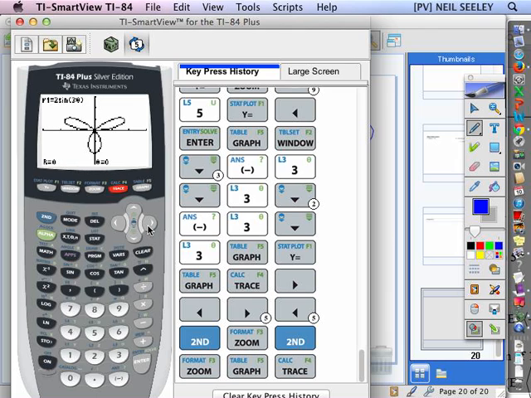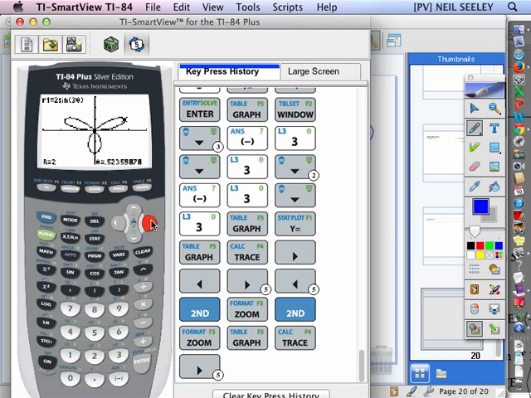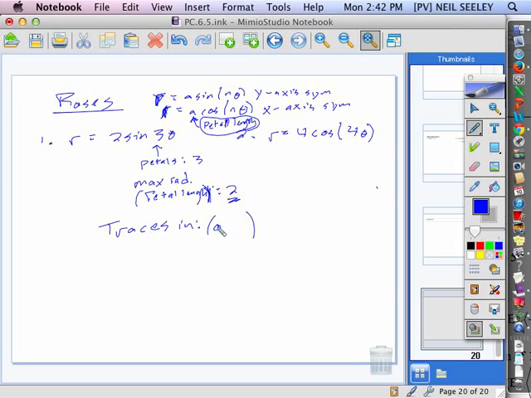All right, Sam, tell me how many petals I've traced. Tracing, I'm tracing. Tell me when I'm done. I traced out 3 petals, done. How many degrees did it take me to trace that out? Pi. So this traces in 0 to pi. I didn't have to go 2 pi to trace it out. Only 0 to pi. Okay, coolio.